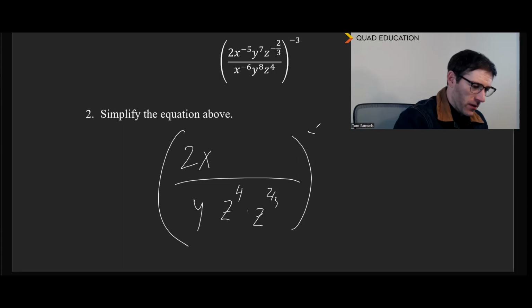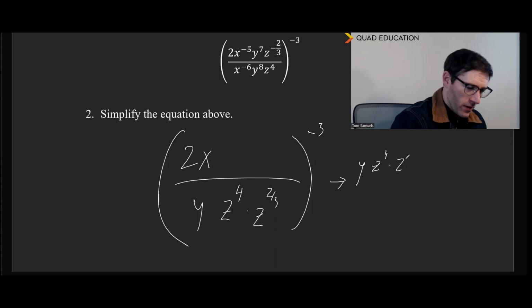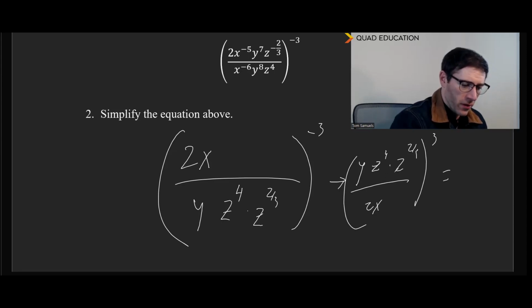We need to raise this all to negative 3. That's going to mean that we're going to flip this upside down. So it's going to be y z to the 4, z to the 2/3 over 2x, which we're going to cube. And finally, we're going to cube those. So y cubed is going to be y cubed. Z to the 4th to the power of 3 is going to be z to the 12th.